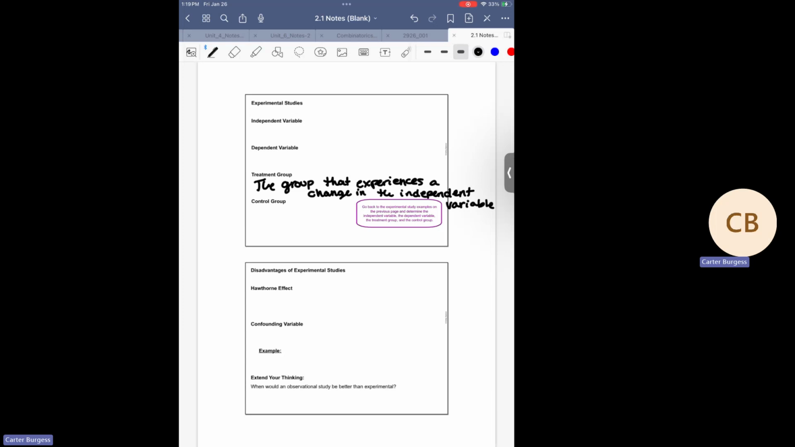and the control group, which is going to be a group that is supposed to act as a baseline for comparison. They only are different from the treatment group in that they are not getting the treatment. Everything else about the group should be exactly the same. It should only be that the independent variable has been changed from treatment group to control group. So, importantly, the only difference from the treatment group is a lack of change to the independent variable.